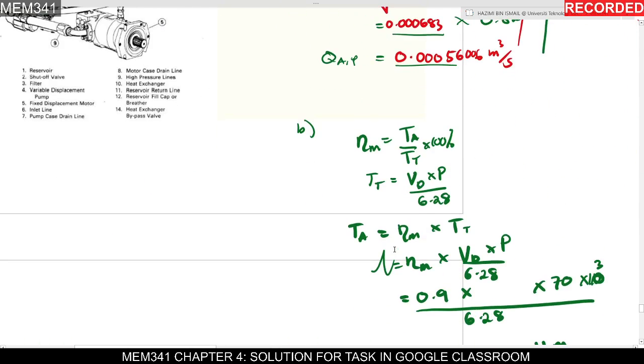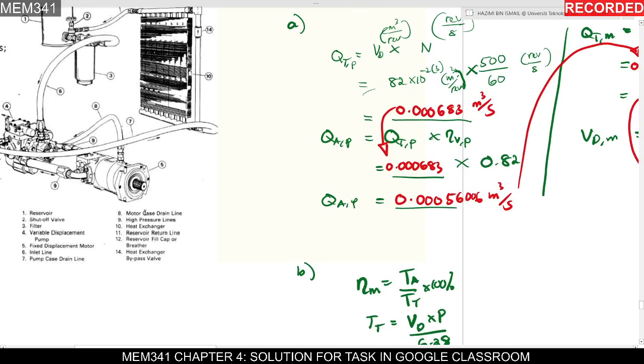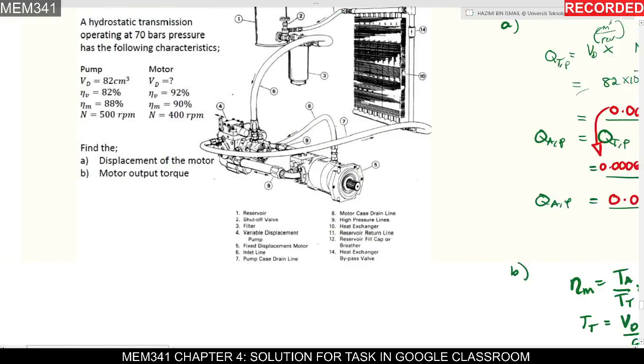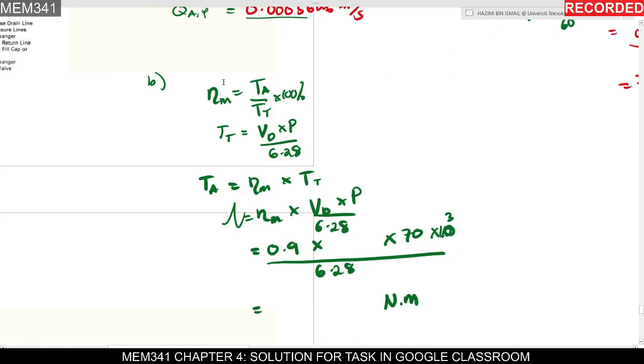And for B, the question asks you to find the motor output torque. So this one is the actual torque of the motor. From our equation here, the efficiency of the motor equals actual torque over theoretical torque. So the equation for the theoretical torque comes from the VD, volumetric displacement of the motor, times the pressure. Pressure is given, right, 70 bar.